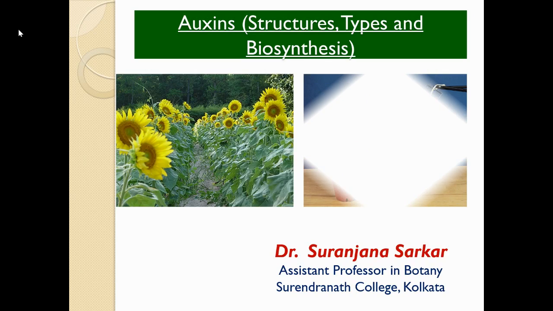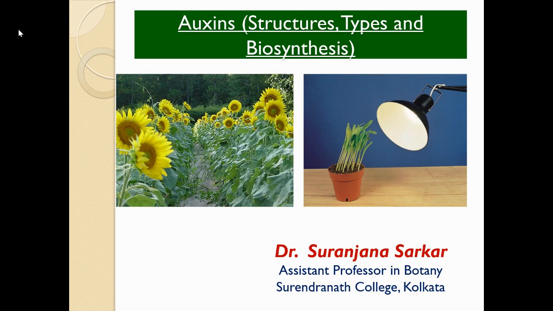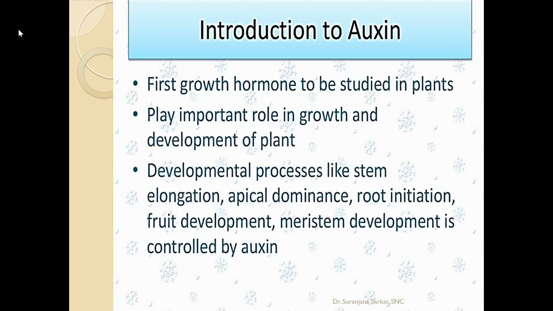Students, our today's topic is Auxin Structure, types, and biosynthesis. It is the first plant growth hormone to be studied in detail. It plays an important role in growth and development of plants, like stem elongation, apical dominance, root initiation, fruit development, meristem development, everything. When we observe organogenesis in the first zygotic cell, this was also controlled by auxin.